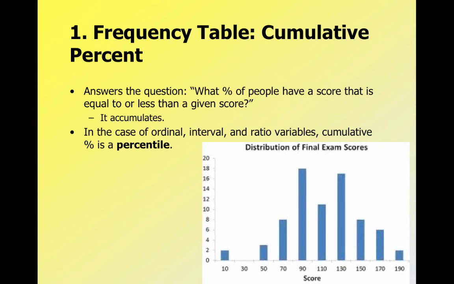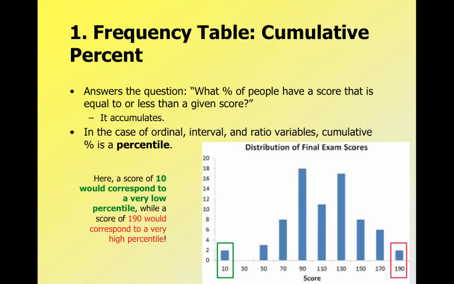Okay, and the last piece of a frequency table, cumulative percent. And really what this column answers is what percentage of people have a score that is equal to or less than a given score. Essentially, it accumulates and accumulates from previous scores or previous responses prior to what we see on this table. So really, in the case of ordinal, interval, and ratio variables, a cumulative percent can be interpreted as a percentile. And we'll talk about percentiles a little bit later.